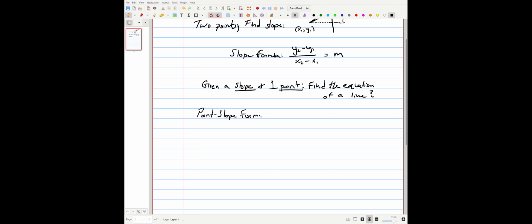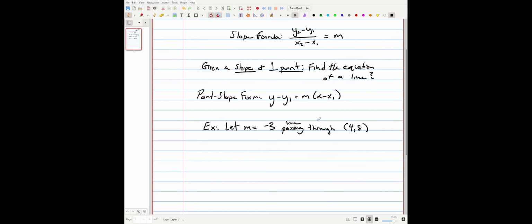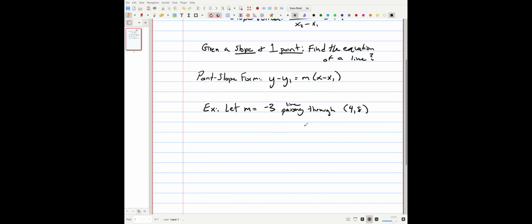And just to rewrite that again for you guys, y minus y1 is equal to m times x minus x1. So for an example, let the slope be -3, and we want the line passing through (4, 8). And so we have our equation. We know the slope is -3, so we can just plug that in there.